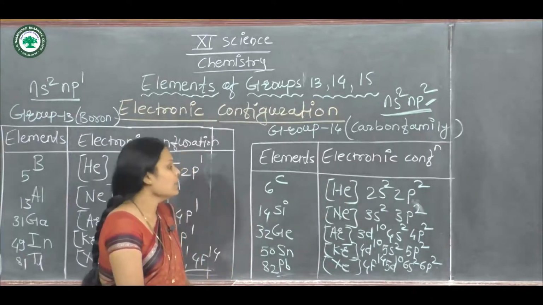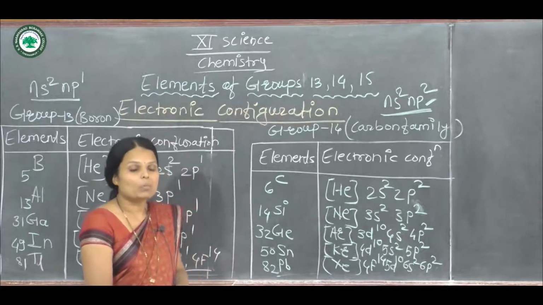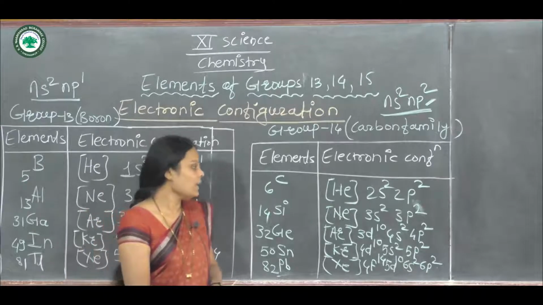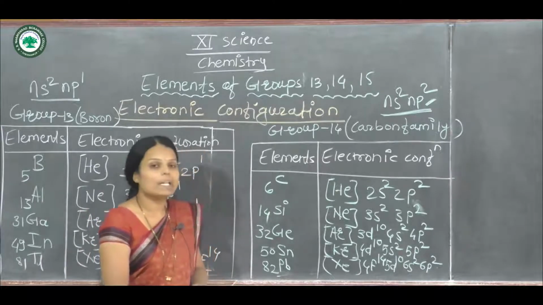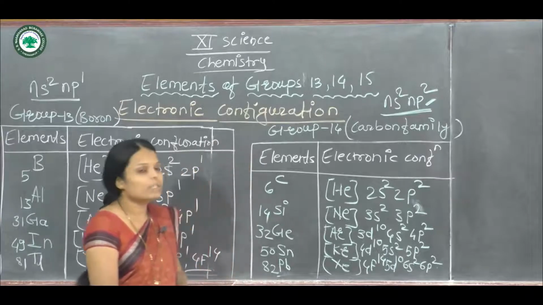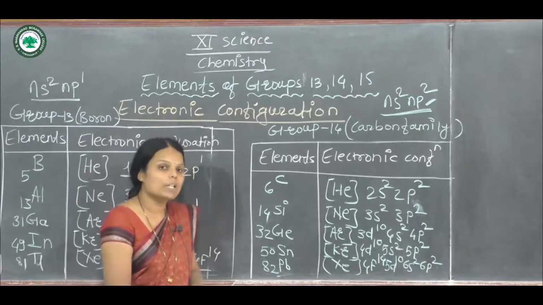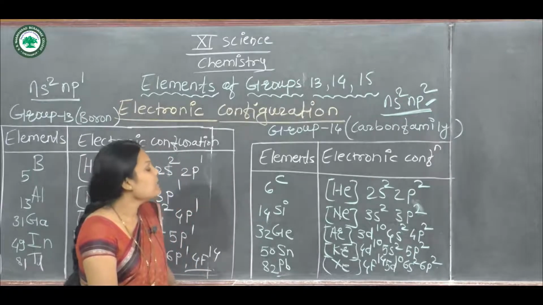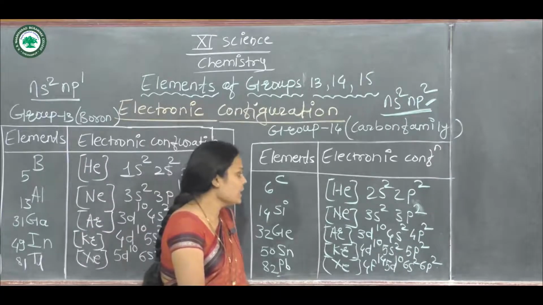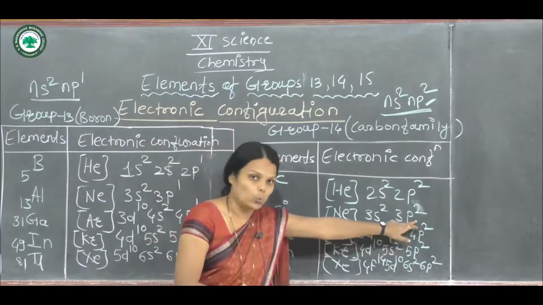This is the carbon. Now the next one is silicon. Its atomic number is 14, and its electronic configuration is 3s2 3p2. Now the next element is germanium. Its atomic number is 32, and its electronic configuration is 3d10, 4s2 4p2.